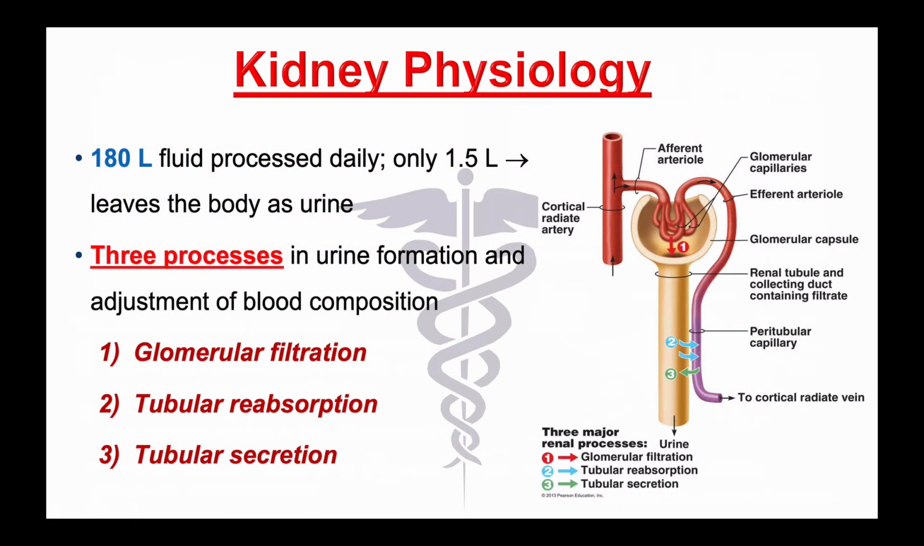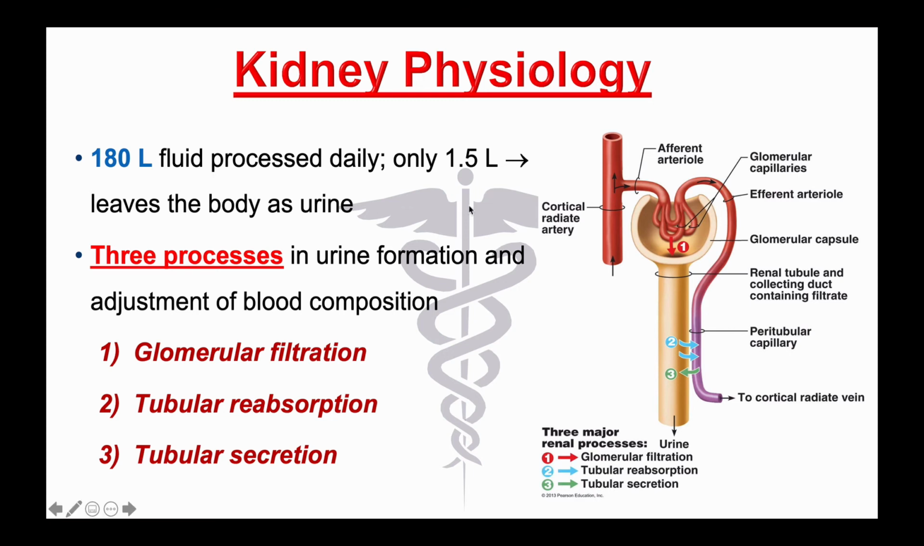Next, coming to urine production. There are three major processes in urine production. One is glomerular filtration, also called simple filtration. Then tubular reabsorption, also called selective reabsorption, and tubular secretion or excretion. These are the three stages of urine formation. Almost 180 liters of fluid is processed in 24 hours, and only 1.5 liters leaves the body as urine in 24 hours.